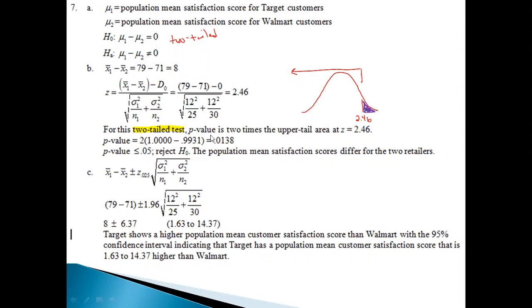So for this two-tailed test, the p-value is 2 times the upper tail. So the upper tail is when we find that 2.46. And so really when you find that, you get this area, so you have to take 1 minus that to get that purple area here. And so that gives us 1 minus 0.9931. We have to take that times 2 again because it's a two-tailed test. So that gives us a p-value of 0.0138. Now our alpha was 0.05. Since the p-value is less than that, we're going to reject h naught and say that the mean difference is not equal to 0, or that the two scores differ for the two retailers.